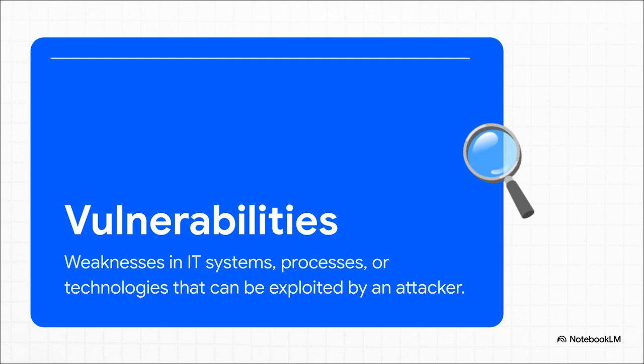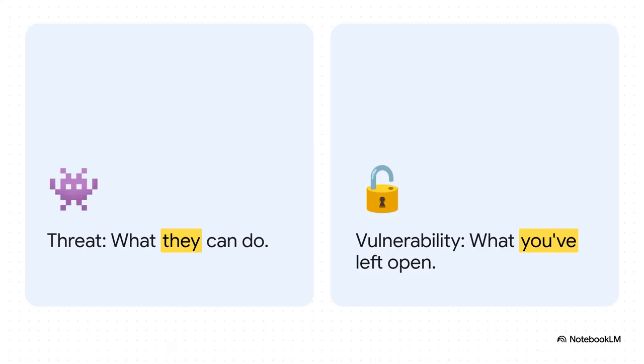Now, it's not all about looking out there, right? While you're looking out for threats, you also have to look in the mirror and identify your own vulnerabilities. These are the chinks in your armor. We're talking about the simple stuff like unpatched software or really weak passwords, basically all the doors you've accidentally left unlocked.